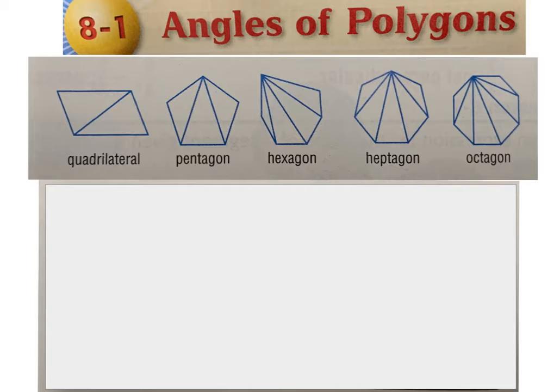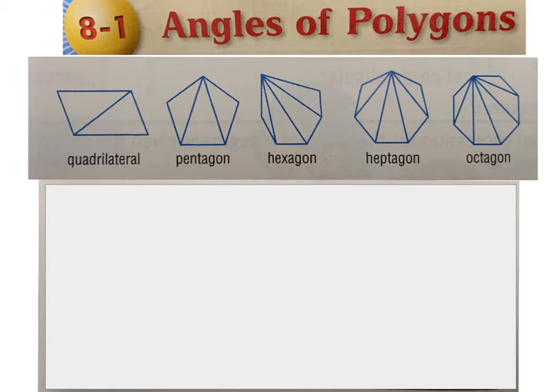Interior angles. So these pictures are pictures of different polygons. And so you'll see the first one is a quadrilateral, which is a 4-sided polygon. If you connect your vertices to each other, you will get 2 triangles. So if I take one vertex and connect it to every single other vertex, I will get 2 triangles here. So what is the sum of the interior angles of a triangle?